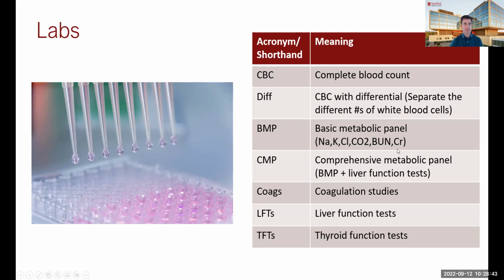So normally BMP is this. At Stanford, it adds on one thing, which is calcium. CMP is a BMP plus liver function tests. So your transaminases, your alkaline phosphatase, your albumin. COAGs are coagulation studies. LFTs are your liver function tests. So a BMP plus an LFT equals a CMP. And then TFTs are your thyroid function tests.